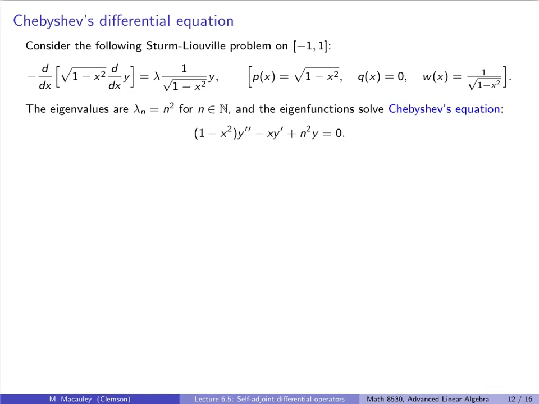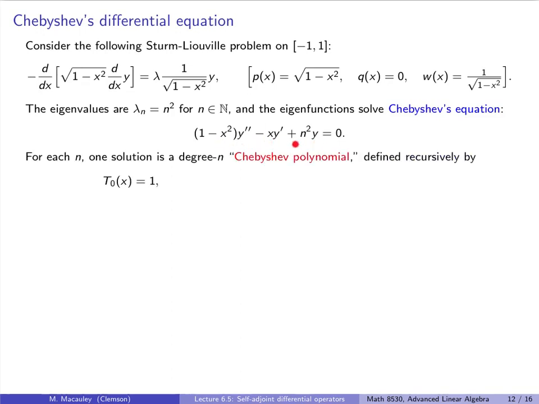And so if you plug that back in for lambda and you simplify this, you get Chebyshev's equation, which is what I showed you a couple slides ago. 1 minus x squared times y double prime minus x y prime plus n squared y equals 0. So the eigenfunctions solve this ODE. This is a second order homogeneous differential equation. So the solution space is two-dimensional, and you can solve it using the power series method.